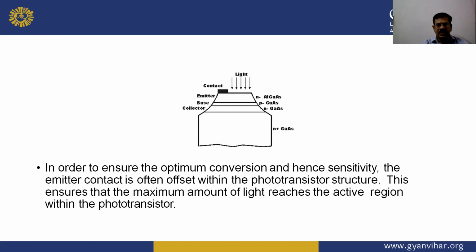As we see in this diagram, here is the emitter terminal, base terminal, and collector, and the N plus gallium arsenide layers, and here light falls upon the surface of the emitter. So the emitter contact is often offset within the phototransistor structure. This ensures that the maximum amount of light reaches the active region within the phototransistor, because the phototransistor operates in the active region or linear region.